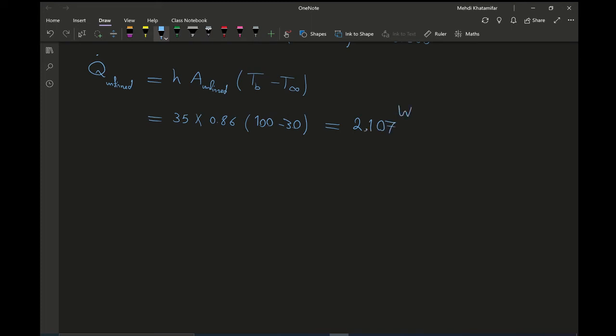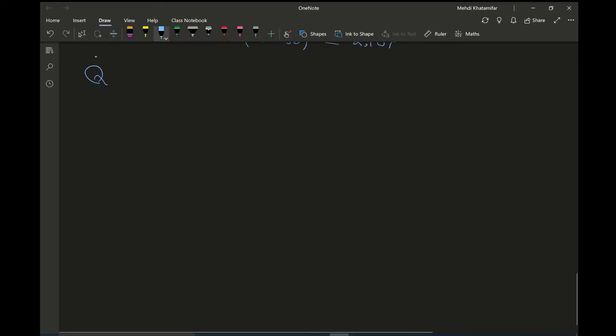watt. So the total heat transfer rate for the heat sink, or finned area and unfinned area, is going to be the summation of those previous: Q dot for finned plus Q dot for unfinned, which is going to be 17.4 kilowatt.